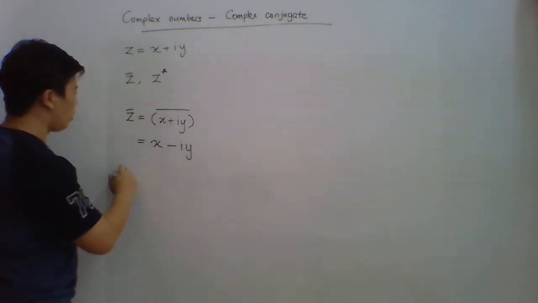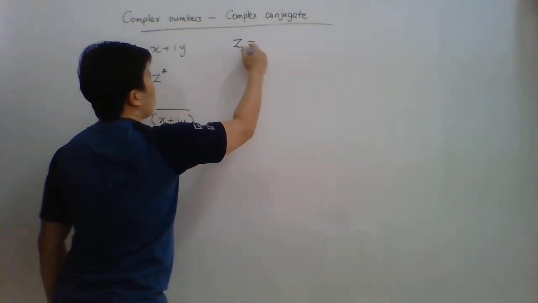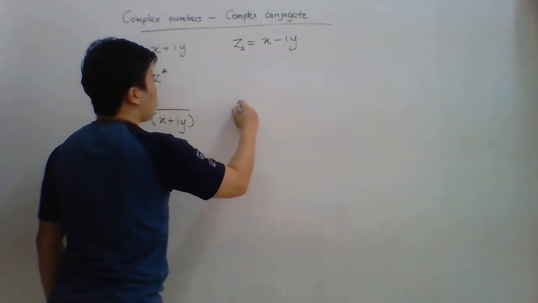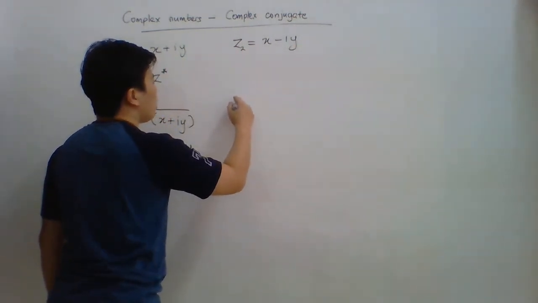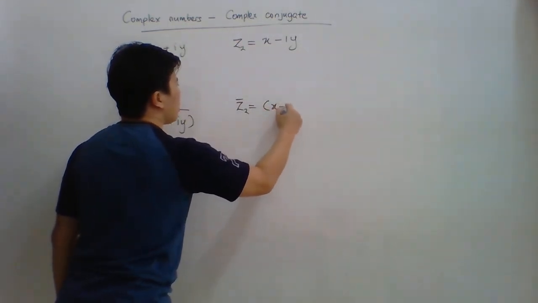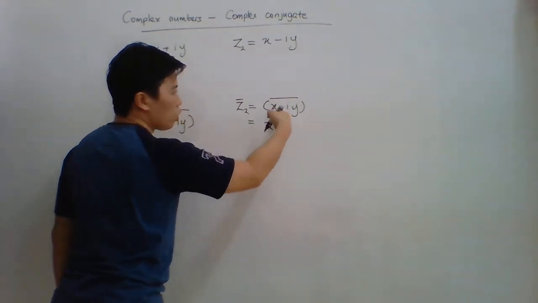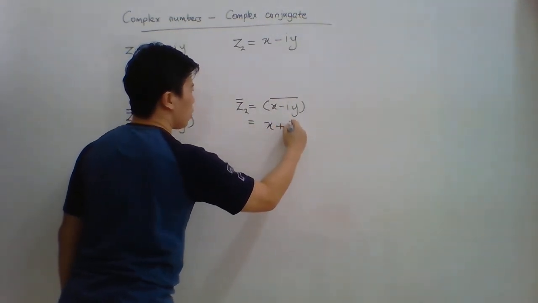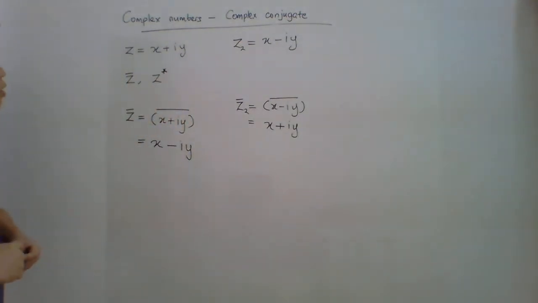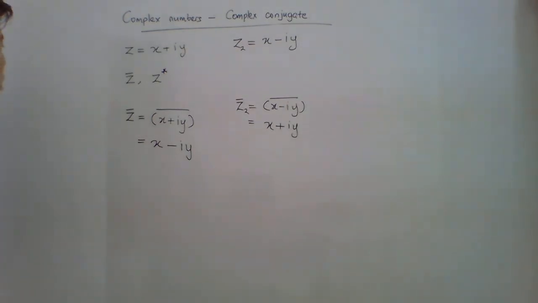On the other hand, if let's say you start with z2 equals x minus iy, now your complex conjugate is going to be x minus iy conjugate, and you just have to change the sign so that this becomes x plus iy. Okay, so that is how you make a conjugate operation.